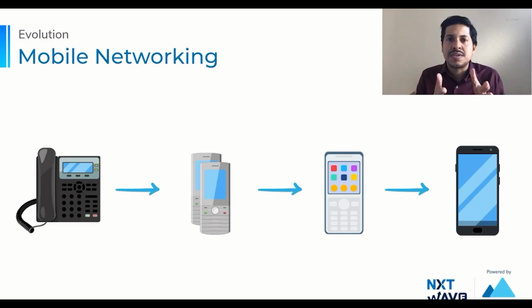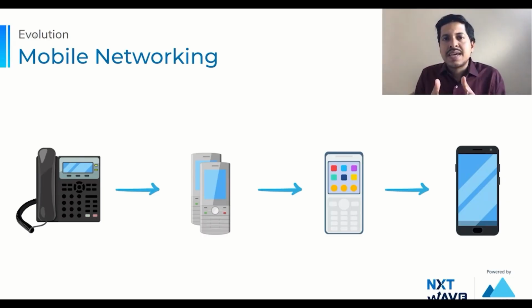The first generation took off in the 1980s. The 1990s was all about the second generation or 2G. 3G was most popular during the 2000s. And then 4G, of course, was most popular during the 2010s. And 5G is expected to be the most popular generation in the 2020s.